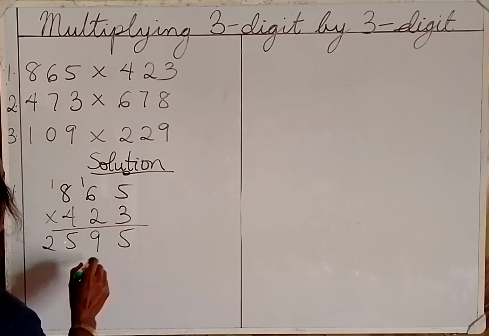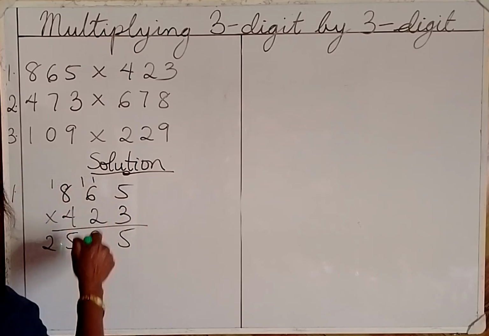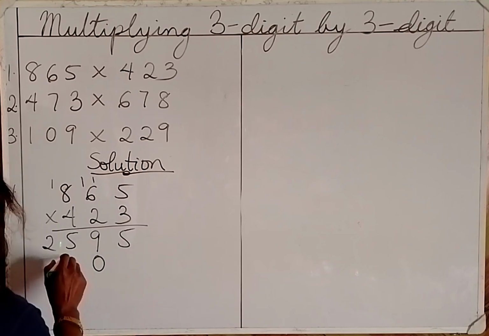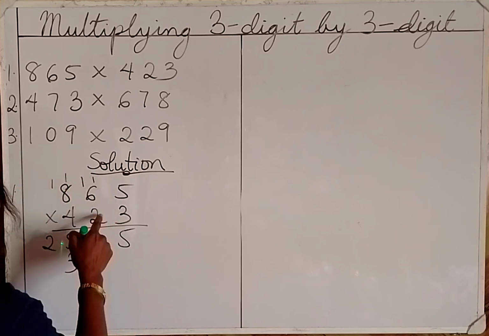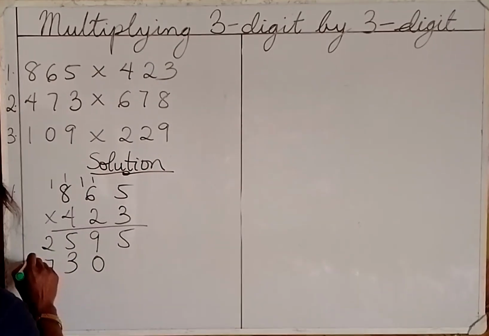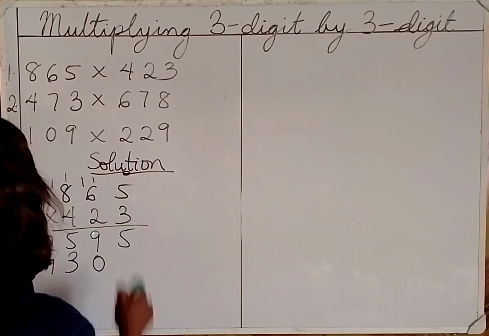2 times 5 is 10. Write down 0 and carry 1 up here. 2 times 6 is 12. Plus 1, 13. Write 3, carry 1 up here. 2 times 8 is 16. Plus 1, 17. Then the last one, 4 times 5 is what?